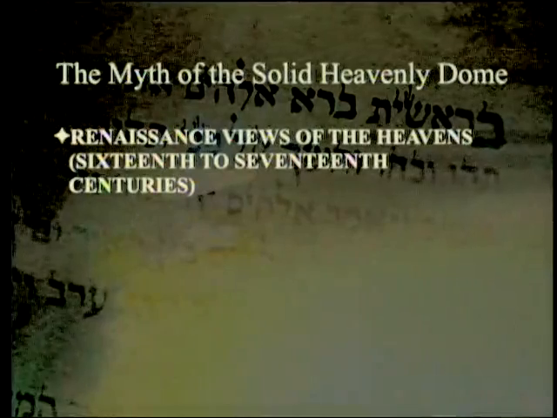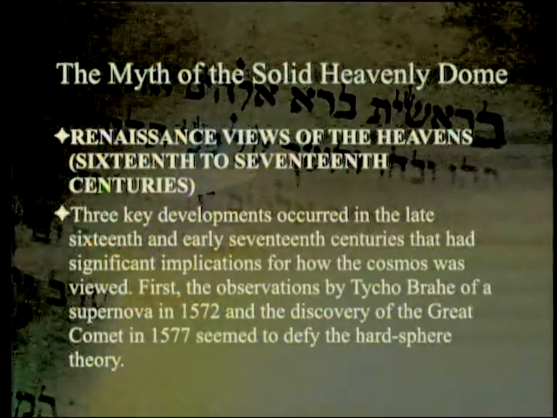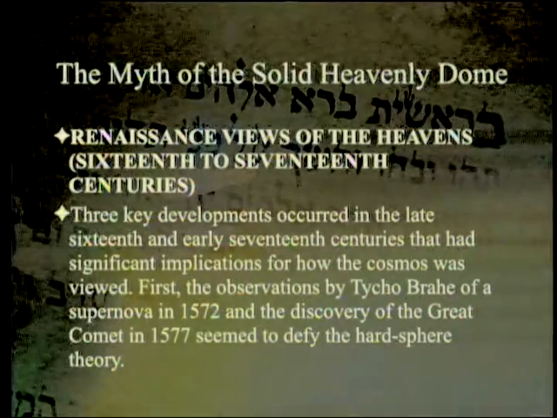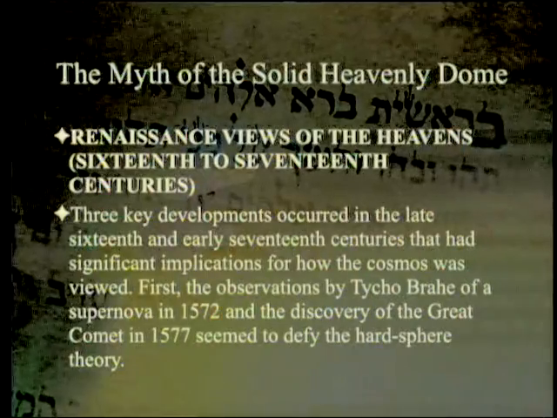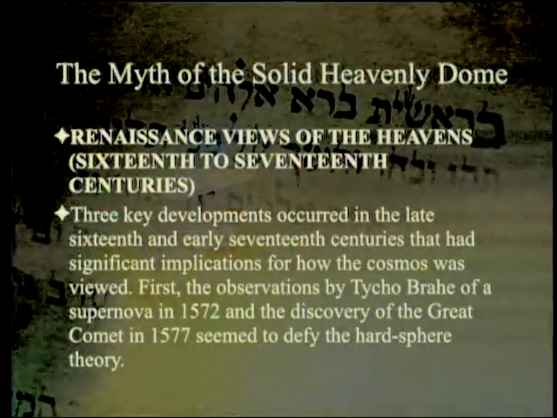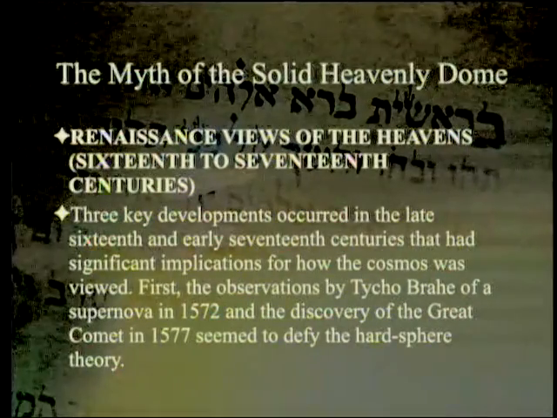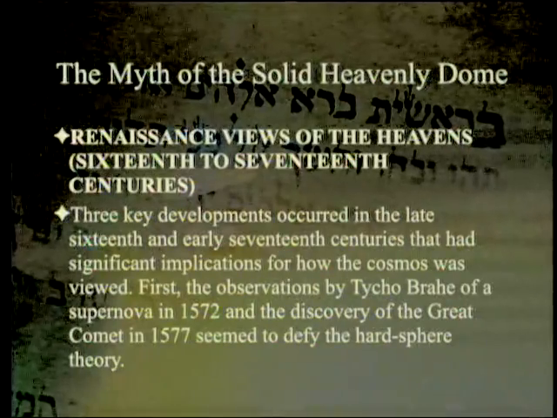Renaissance views of the heavens, 16th to 17th centuries. Three key developments occurred in the late 16th and early 17th centuries that had significant implications for how the cosmos was viewed. First, the observations by Tycho Brahe of a supernova in 1572 and the discovery of the Great Comet in 1577 seemed to defy the hard sphere theory.